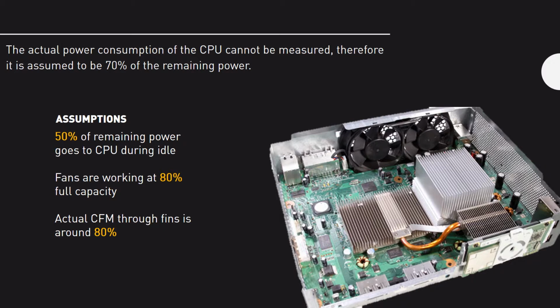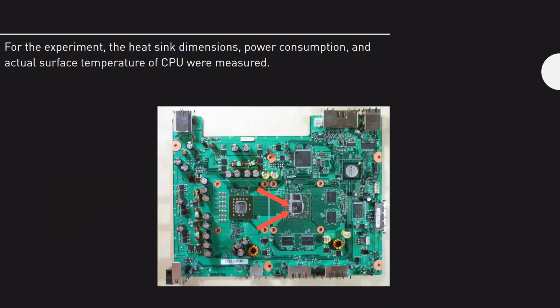We're also going to assume that the fans are working at 80% capacity and that the actual CFM through the fins is around 80% of whatever capacity the fans are working at. And this is because if we look at the Xbox, you can see how there is a poor airflow path. There's not really a path for the air to follow, which means that whatever the fans are drawing out, it's not going to be what is actually going through the heatsink.